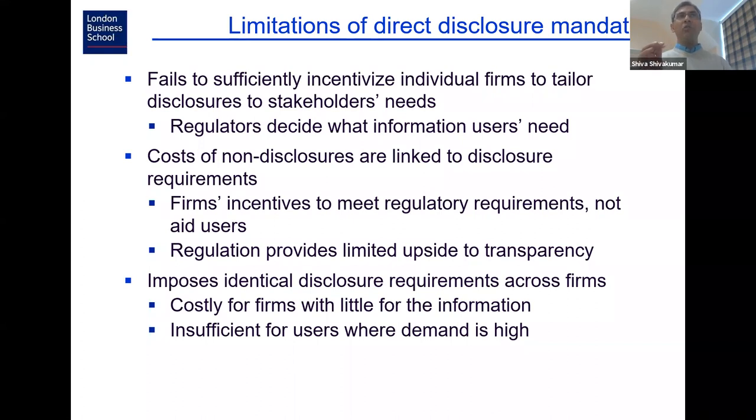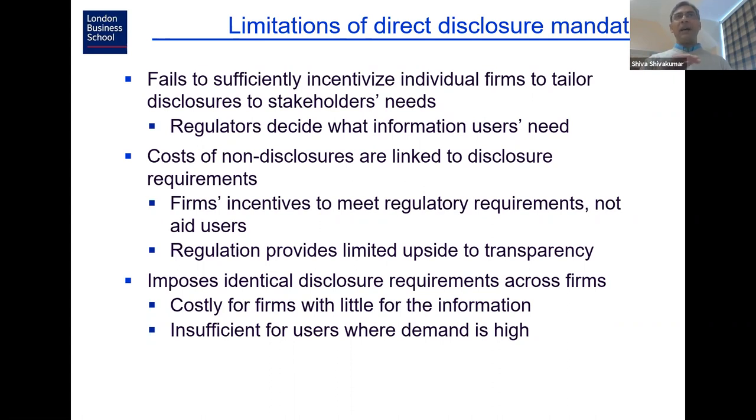As far as the mandatory disclosure approach is concerned, it just penalizes firms when they don't provide the appropriate disclosures. So the incentives that the mandatory regulation then creates is merely compliance with what is needed by the law rather than what is the information that users require to make proper judgments with that information. And not only that, the regulation is going to provide only a limited upside to transparency.